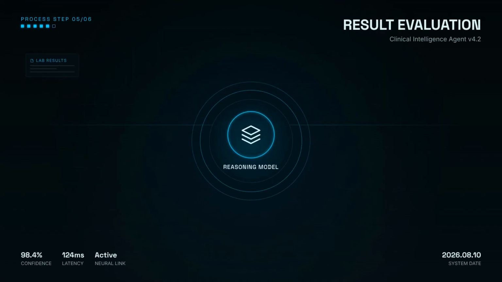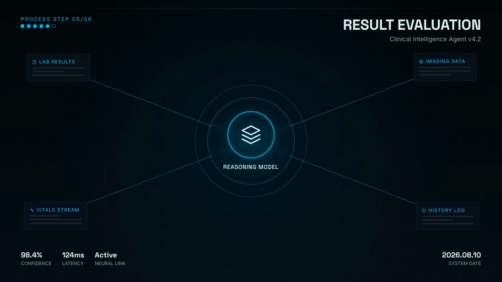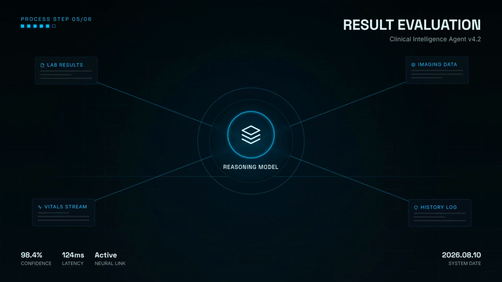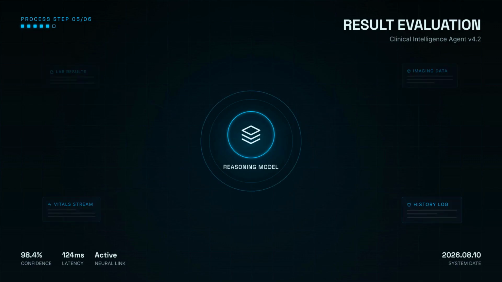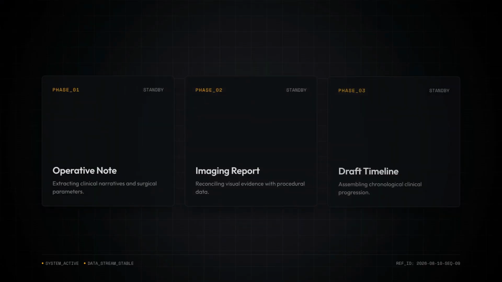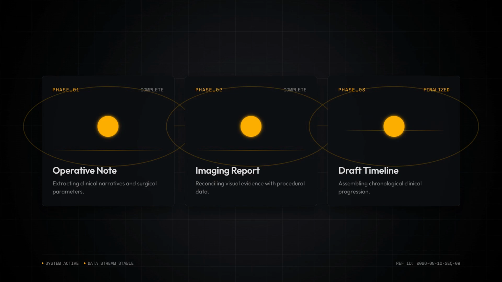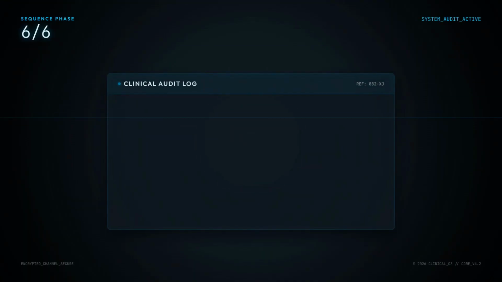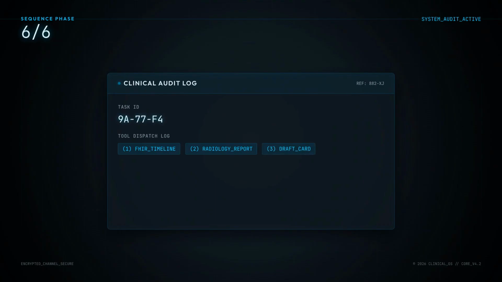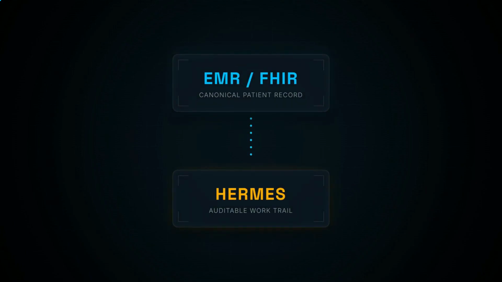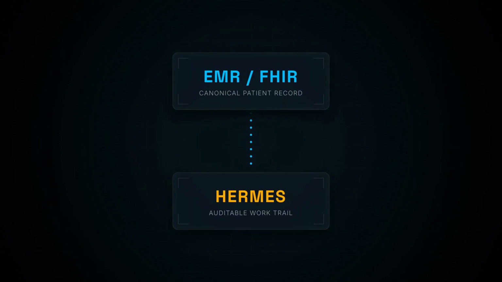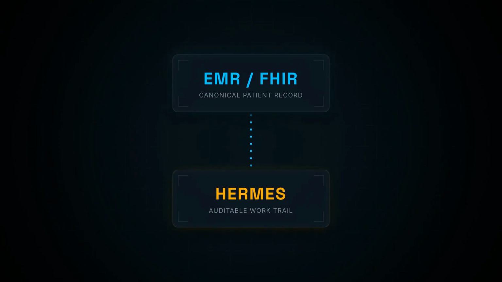Fifth is result evaluation. The tool result returns to the model as evidence, and the model can decide what it still needs. That is the loop. It may retrieve an operative note, reconcile dates against an imaging report, and then build a draft timeline. Each action is visible and bounded. Sixth is persistence. The session can retain an auditable record of the task, tool calls, outputs, and review status. The EMR or FHIR layer remains the canonical record. Hermes persists the work trail and where permitted non-patient workflow state.